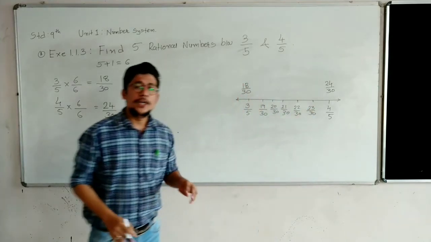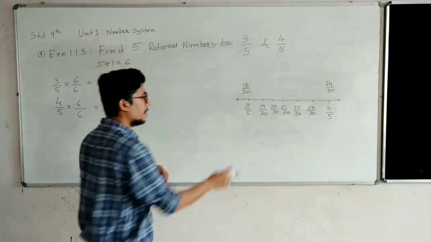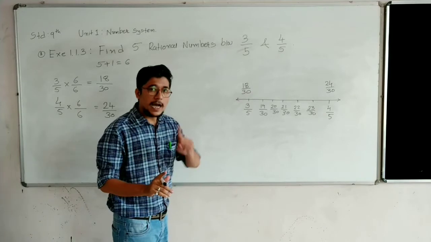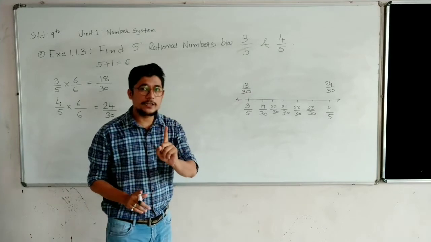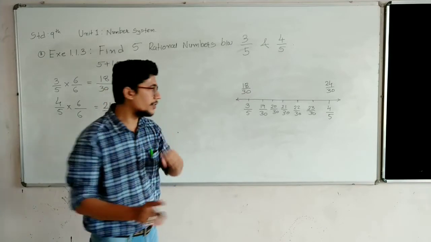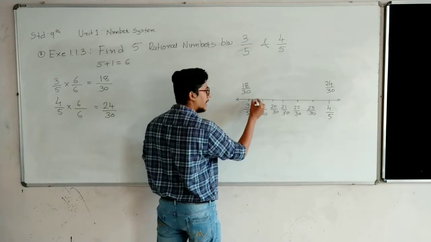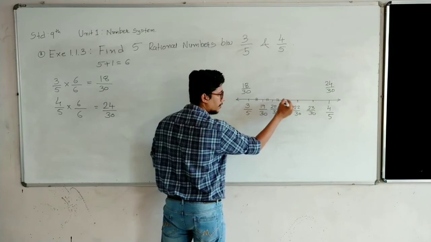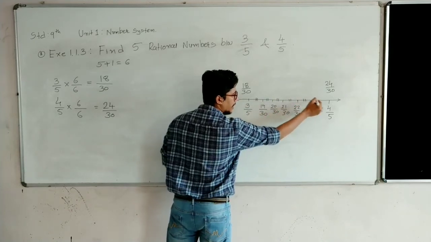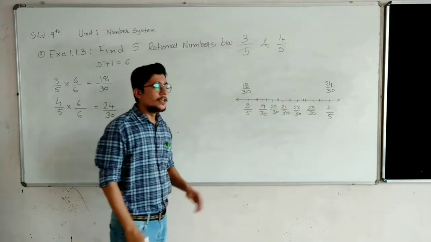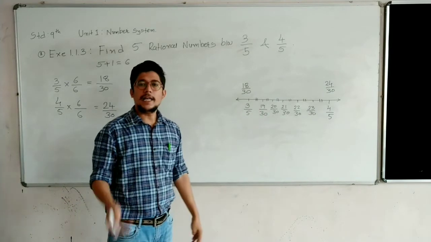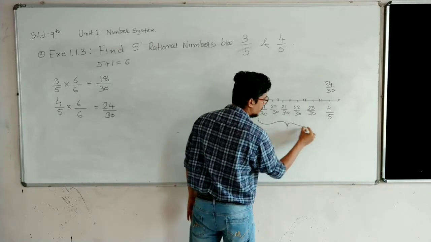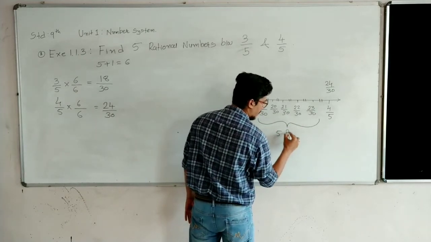So this is how you can obtain 5 rational numbers. 1, 2, 3, 4, 5. And all these 5 numbers are equidistant. Equidistant means same distance from each other. If you measure with a scale, this distance is the same as this distance. This distance is also the same. This distance is also the same. Likewise. Okay, so all these points are equidistant to each other. And how many rational numbers are there? 5 rational numbers as they are asked.